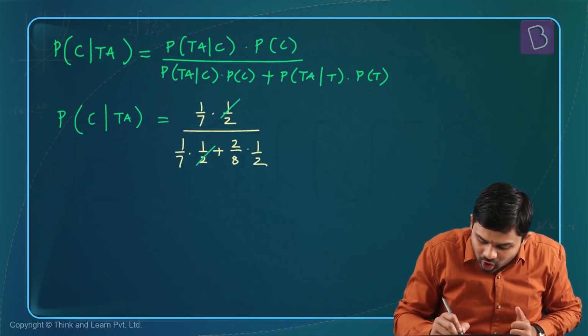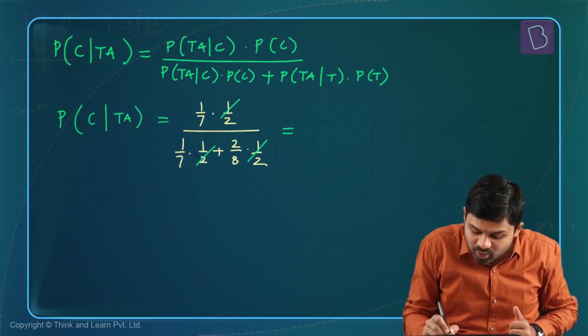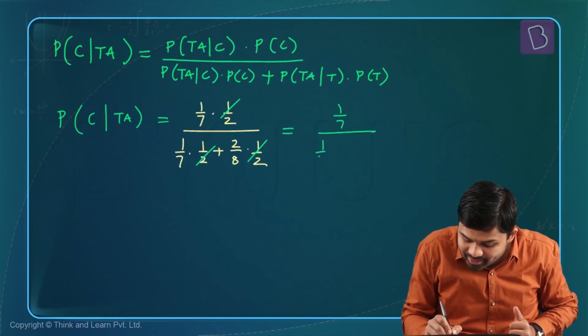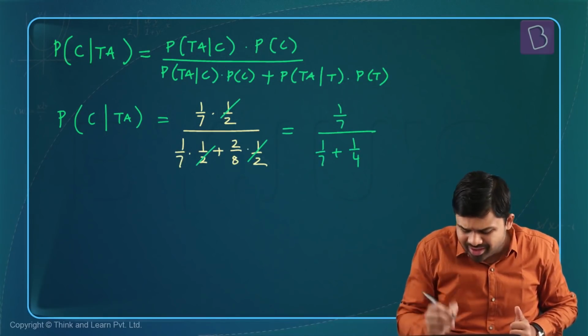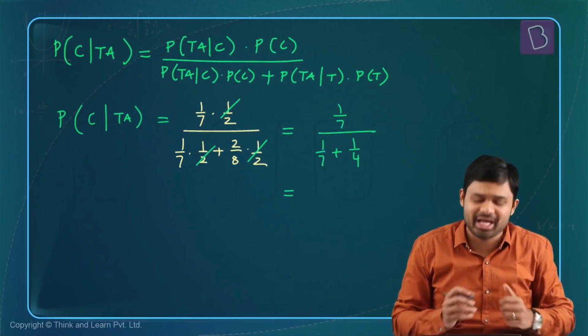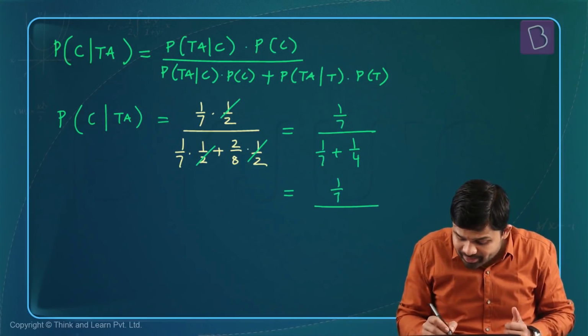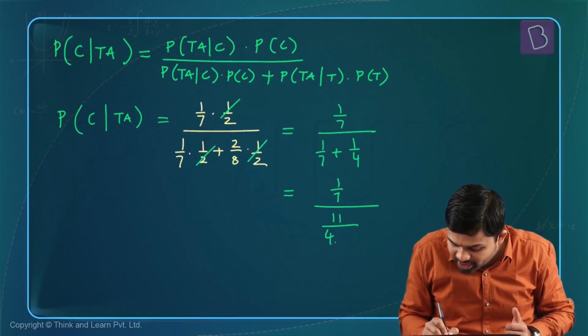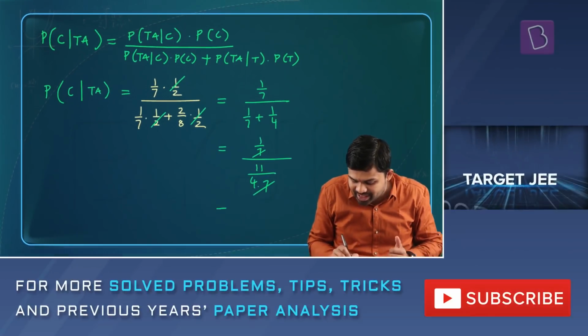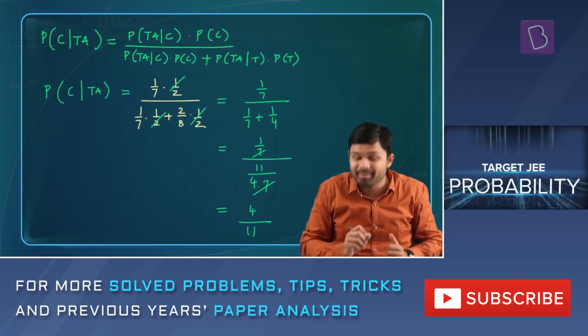I can cancel out all the halves. So then I'm going to get 1/7 divided by (1/7 + 1/4). This is all about a simple calculation using fractions. 1/7 divided by 11/4 into 7. I cancel out the 7s and the answer will be 4/11.